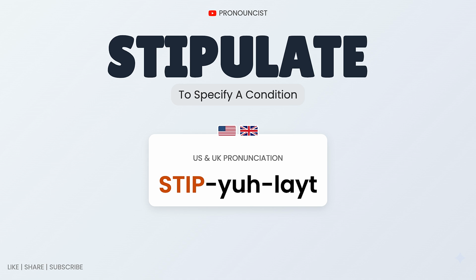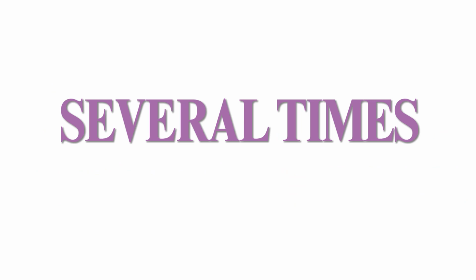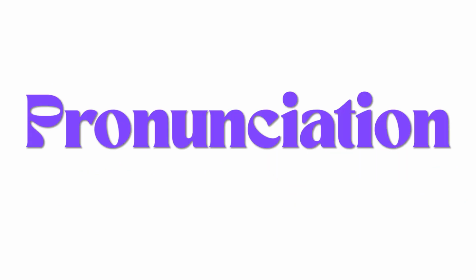Late. Stipulate. Practice repeatedly and you'll soon be able to say this word perfectly. The best way to practice is to repeat the syllable multiple times. The meaning of the word is to specify a condition. Try repeating this word several times to improve your pronunciation.